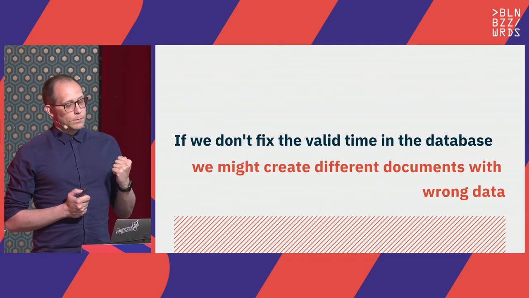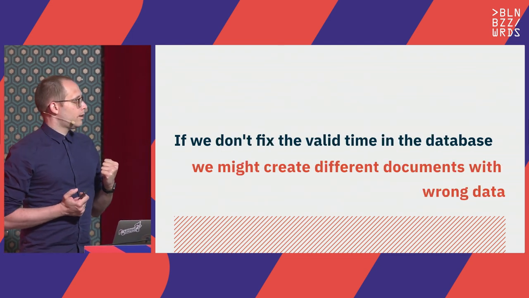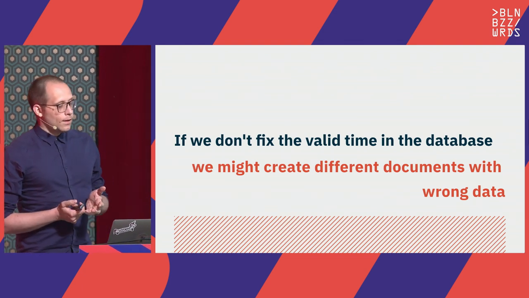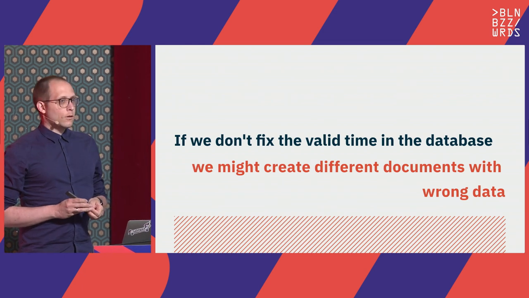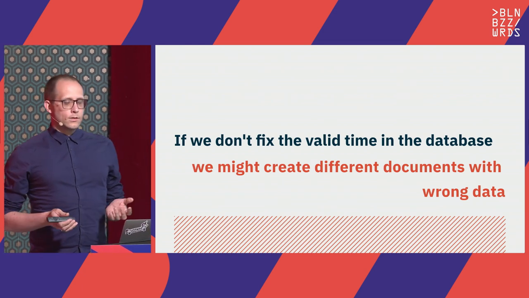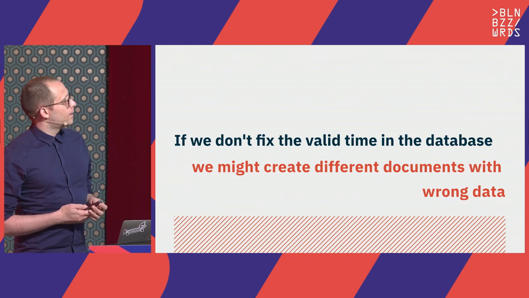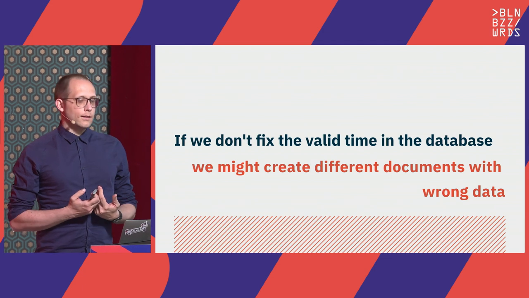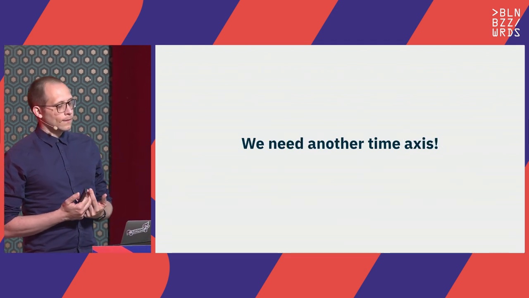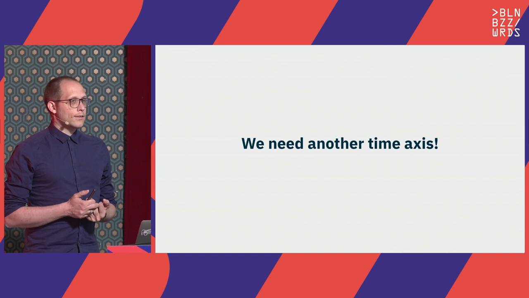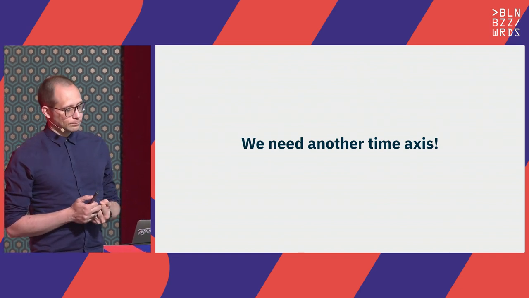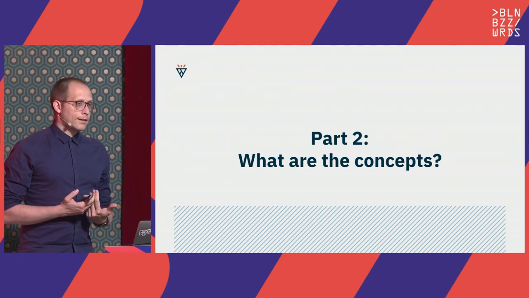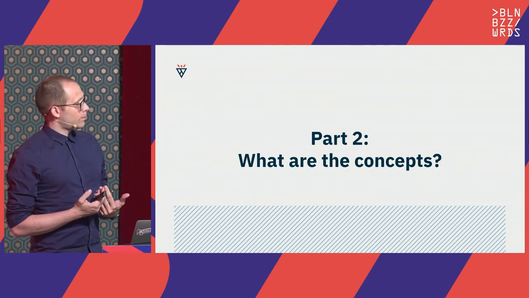The other way of doing it would be not fixing the valid time and saying, OK, nobody told us that, so we just keep everything in the database as is. But if we create any other documents, any different documents, not bill of ladings, but some reports or something like this, then we will keep sending out that wrong data. So not correcting the data is obviously also not ideal. And to handle this, we needed another time axis in the database. So this was the scenario, the background, why I started looking into bitemporal databases.